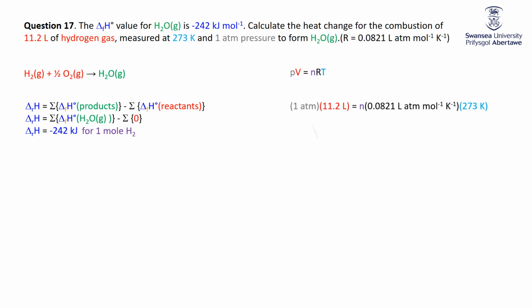So we pop all that in, and we find that 11.2 litres of hydrogen gas at 273 Kelvin and 1 atmosphere pressure is half a mole of hydrogen gas. Well, now it's straightforward. 1 mole is minus 242. Half a mole would be half of that, or minus 121 kilojoules.